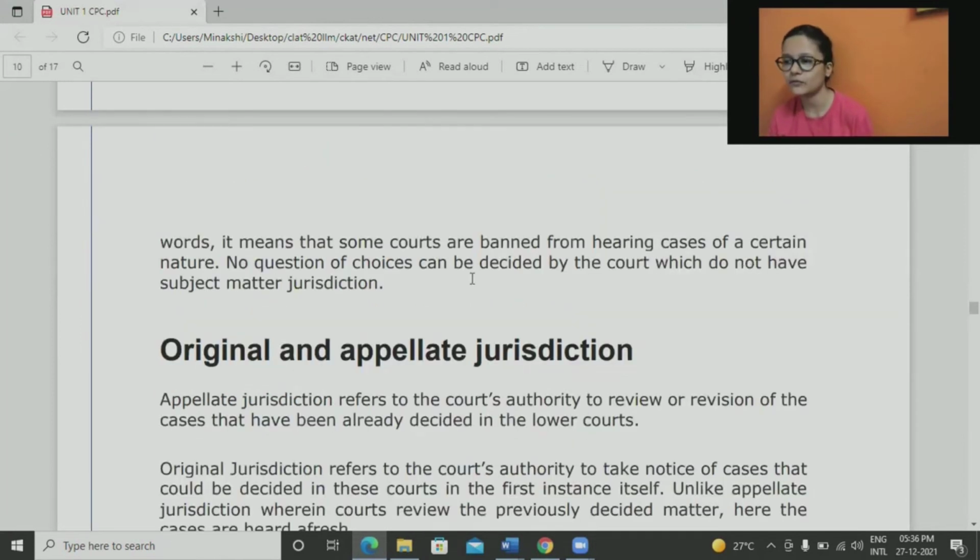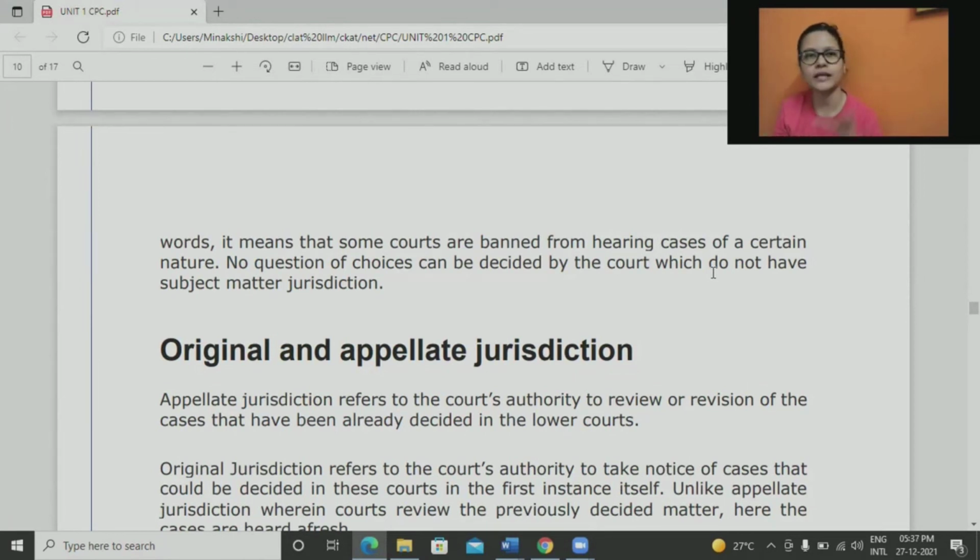Okay, same way we can take, for example, the Motor Vehicles Act. Like I said, if you want to file an application for compensation and there is a motor accidents claim tribunal set up in your district, you cannot approach the regular civil court.